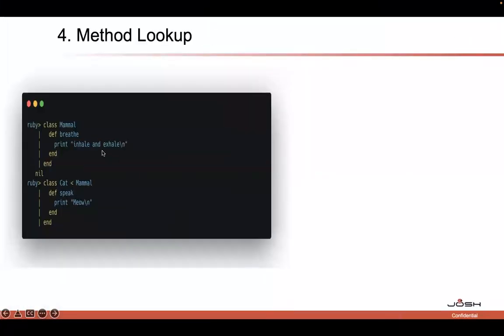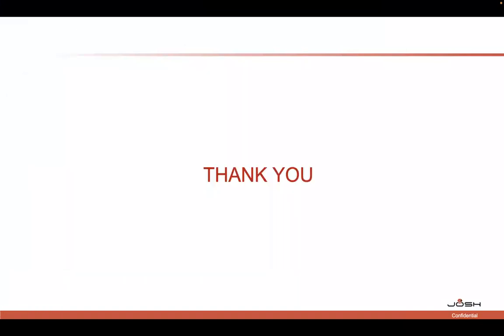Here you can see Mammal. You just do Cat.new, cat.speak. Have you ever wondered how we find the method location? We just saw it in the demo, how it finds the method location.